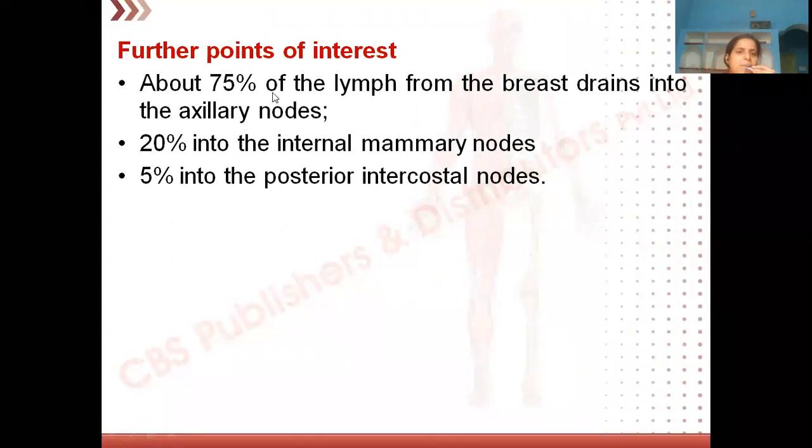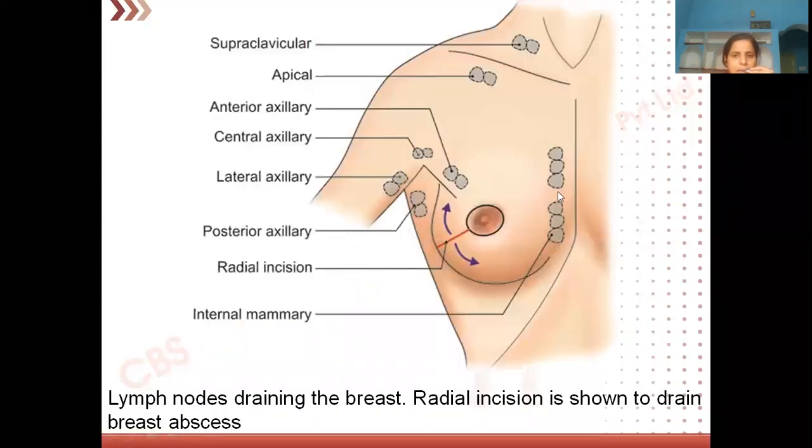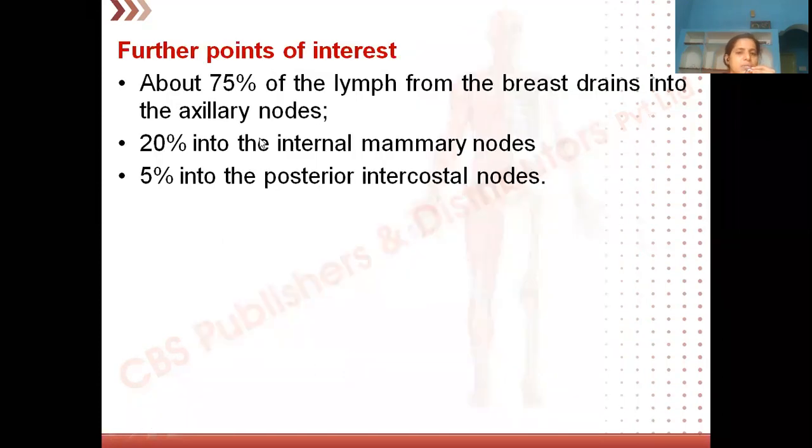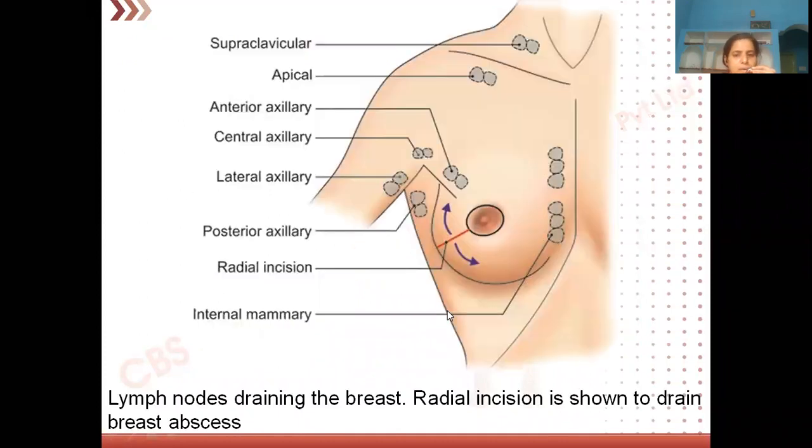Now see, 75% of the lymph from the mammary gland is draining into axillary. 20% will drain into internal mammary group of lymph nodes. 5% will drain into posterior intercostal. So this is internal mammary, 20%. Okay, maximum is going, 75% is going where? Into the axillary. 5% is going into posterior intercostal.